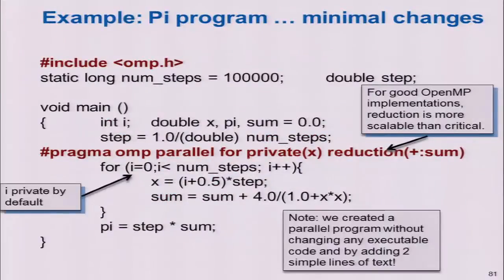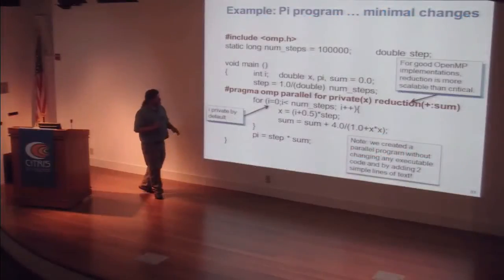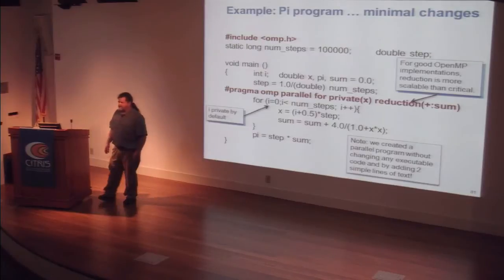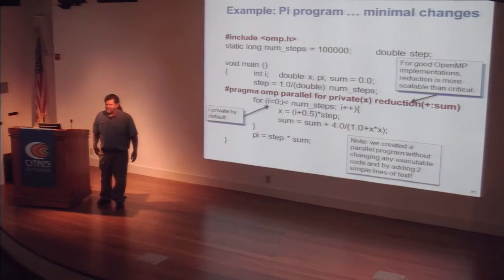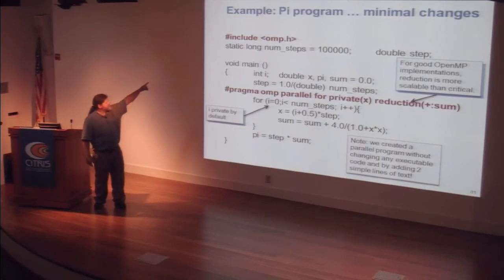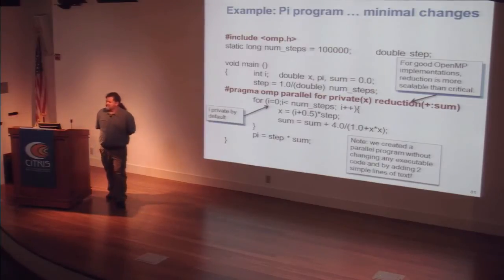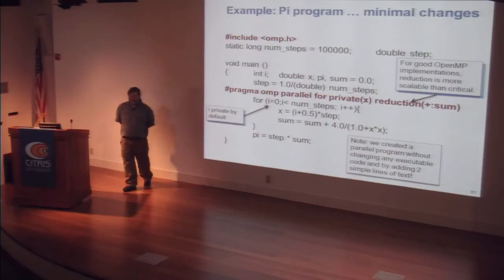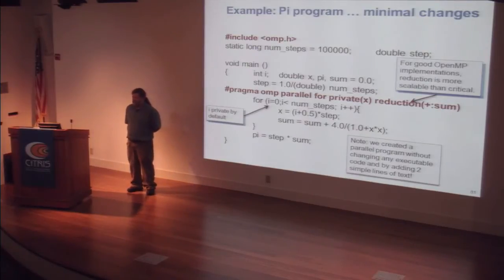I'm going to move on because you're going to see this stuff, and we're going to touch on some of it later. But here's our final example: the simplest version of that Pi program that I can come up with in terms of how few lines I had to change. Notice, all I had to do was include omp.h and add one pragma. I didn't change any executable lines to create a parallel program. This is the power of pragma-driven parallel programming, because if a compiler doesn't understand a pragma, it just ignores it.